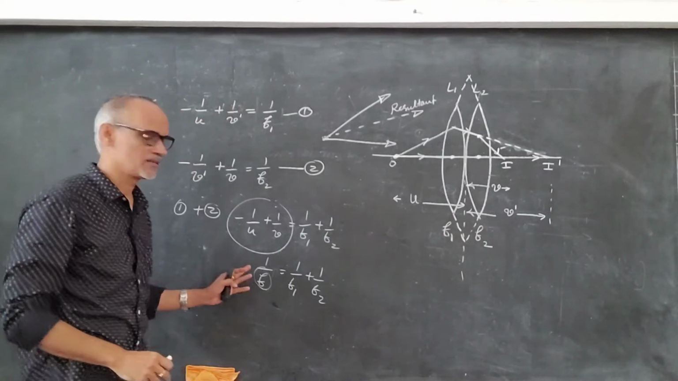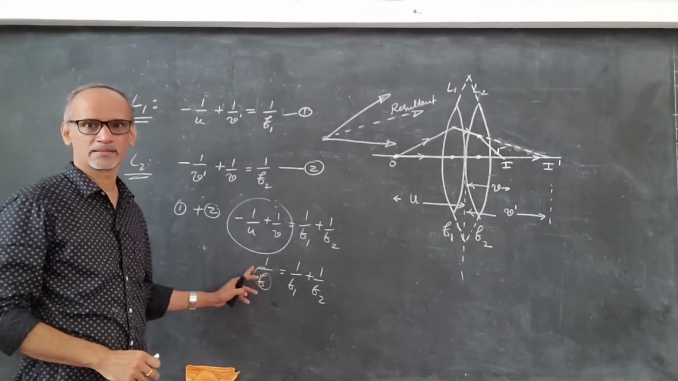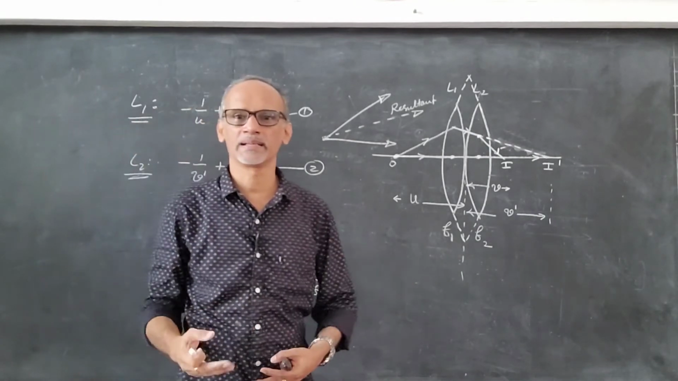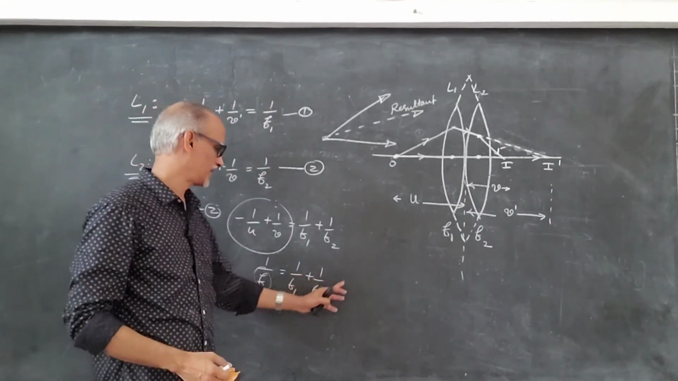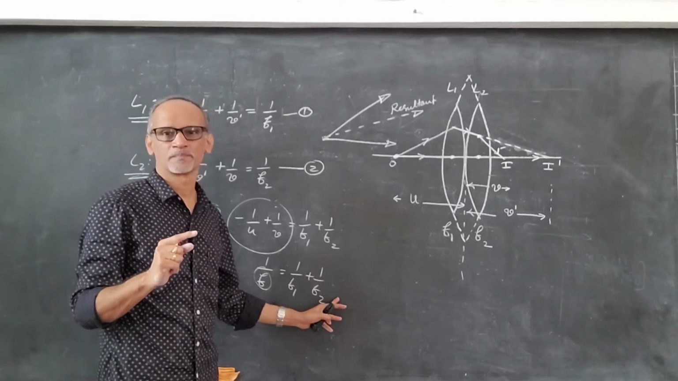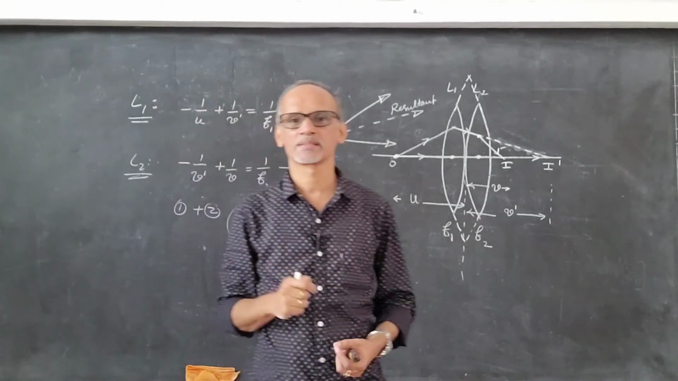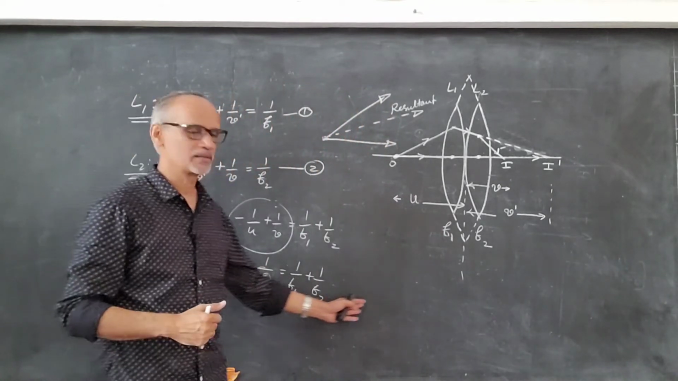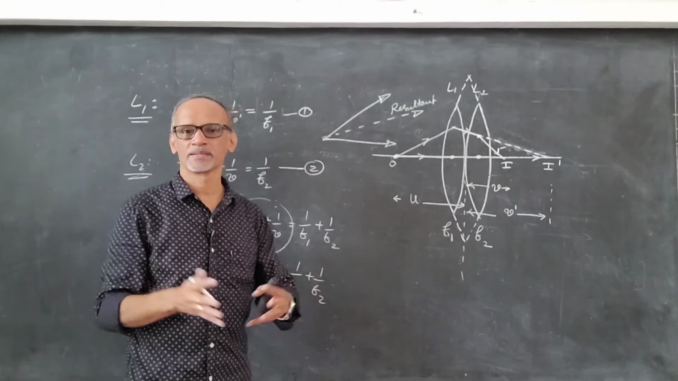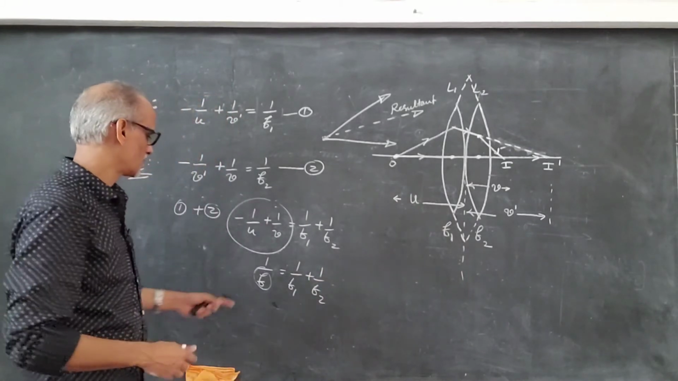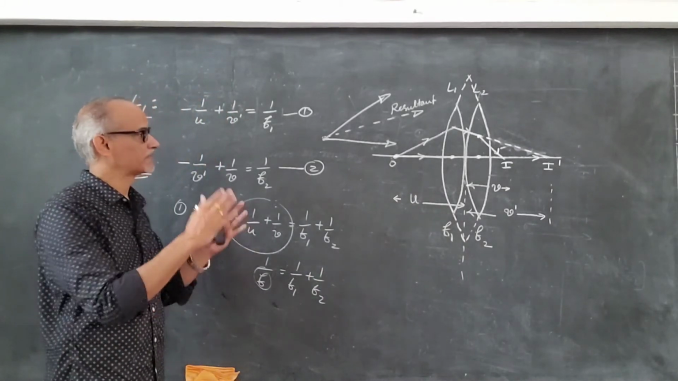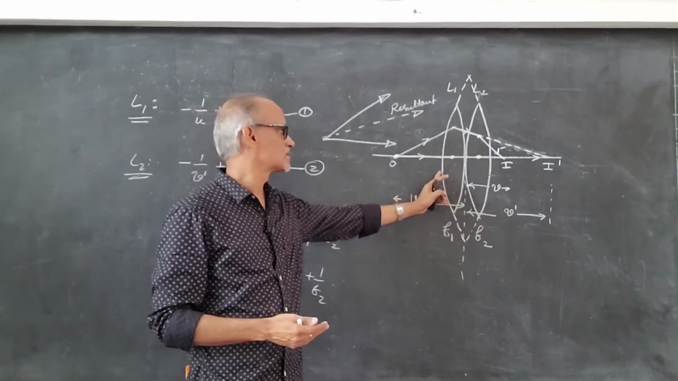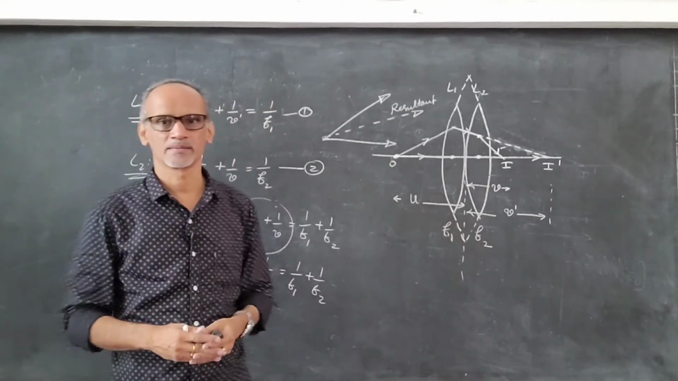Therefore, here f is the focal length of the equivalent lens. What are f1, f2? Focal lengths of the individual lenses. If there is a third lens, just add one more, plus 1 by f3, with the sign convention. Because if there is a concave lens, you have to use a minus sign. If there is a convex lens, you have to use a plus sign. So like this, we can go on adding depending on the number of lenses placed in contact. So f is always the focal length of the equivalent lens, which we can replace with a single lens. So instead of two lenses, I can use a single lens.